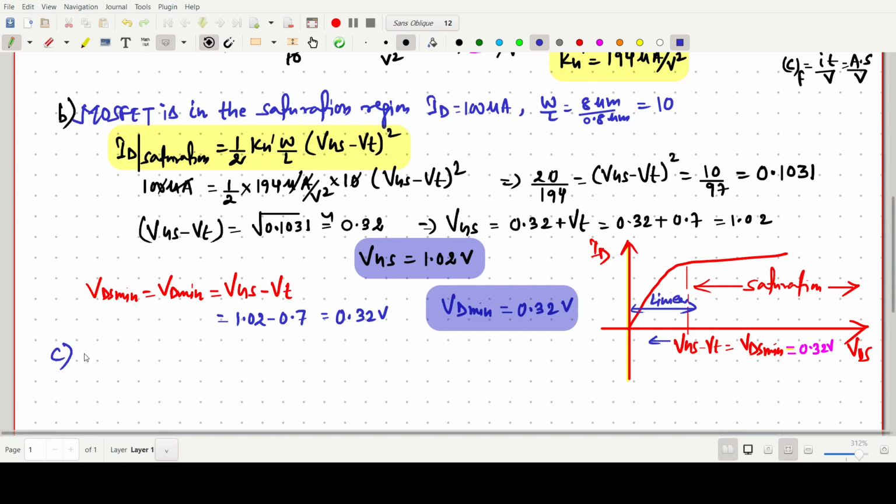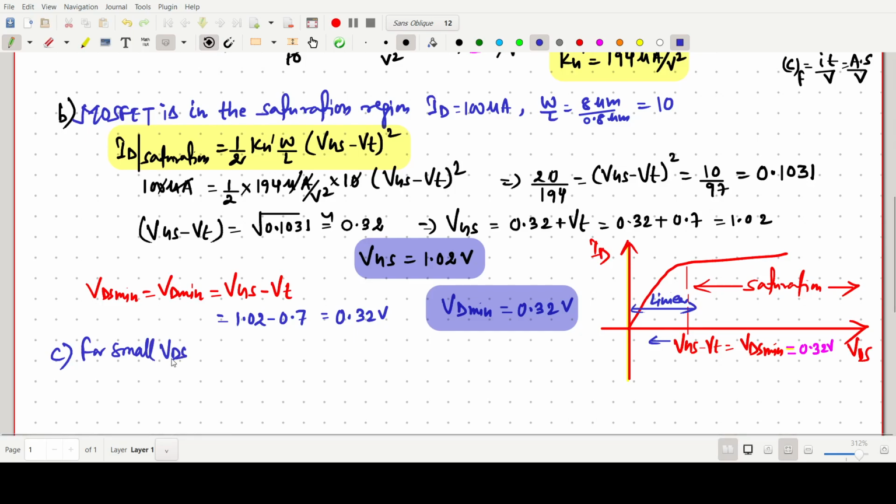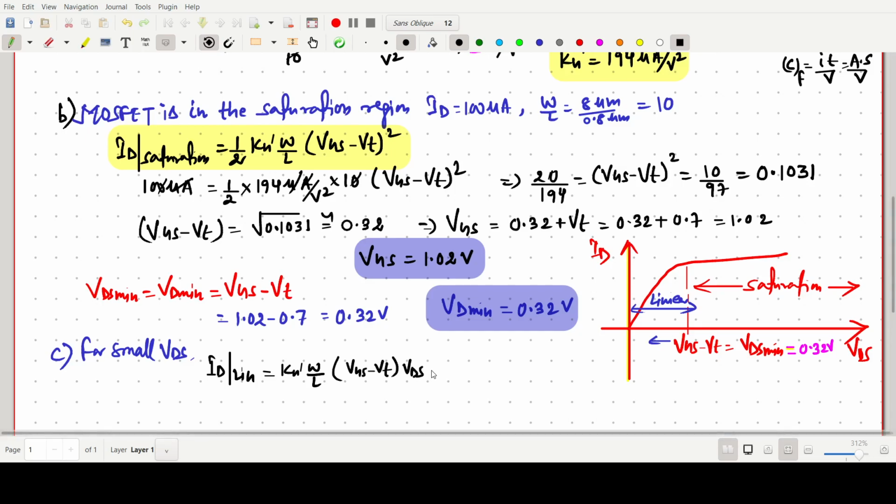Okay, and for a small VDS, the device is in the linear region. So the ID linear expression will be Kn' W by L (VGS minus VT) into VDS minus VDS square by 2. This one is the expression for the linear region.